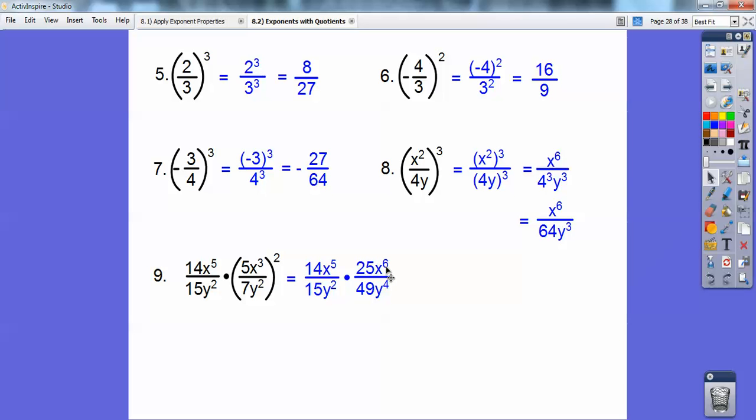All right, and then I'm going to go ahead and cancel, you guys. 7 goes into 14 and 49. All right, and then 5 goes into the 15 and 25. So I have 2 times 5 is 10, and then I have x to the 5th, x to the 6th. So it's going to be x to the power 5 plus 6, and similarly it's going to be 21 because I got it from 3 times 7, y to the power 2 plus 4. All right, and then so there we go. So 10x to the 11th over 21y to the 8th. Okay, and I can't do anything because these are different bases, so I just got to leave it like that.